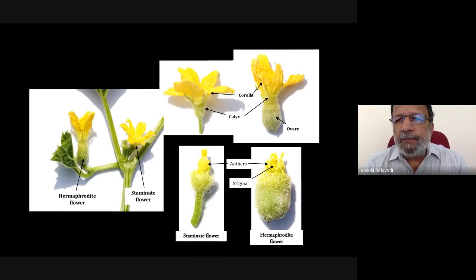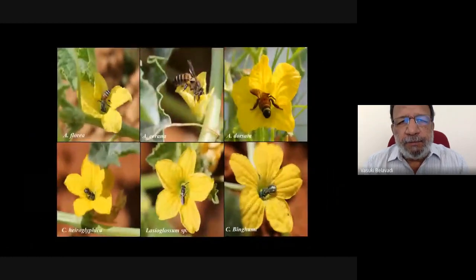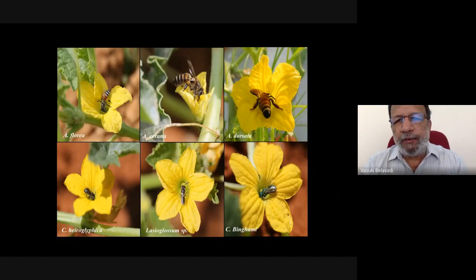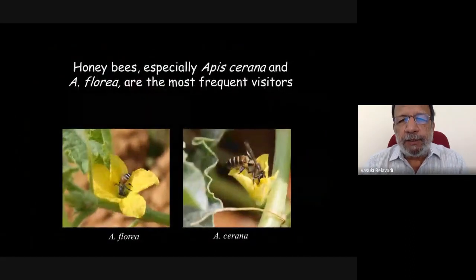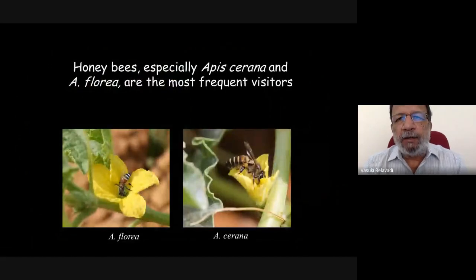These muskmelon flowers are visited by Apis florea, Apis cerana, and Apis dorsata. All three are honeybees, and the flowers are also visited to some extent by solitary bees like Ceratina and Lasioglossum. But more frequently they are visited by honeybees, especially Apis cerana and Apis florea, the most frequent visitors. So we concentrated all of our studies on these two bees. This is Apis florea and this is Apis cerana.